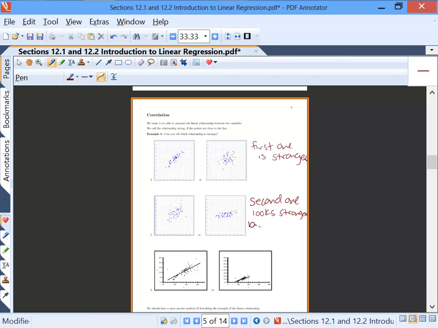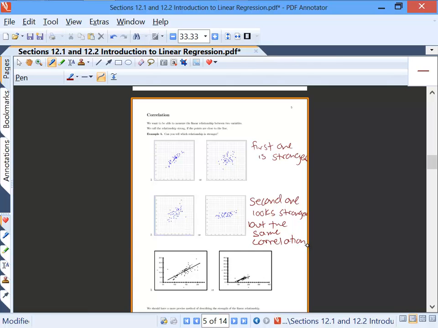Okay, but they're actually the same. Correlation, which we'll learn about on the next page, so if you don't know what correlation is yet, we'll learn about soon. So sometimes it can be deceiving just looking at it with your eyes. Something looks stronger, but they actually have the same correlation, so they have the same mathematical strength of relationship. What about the last one?